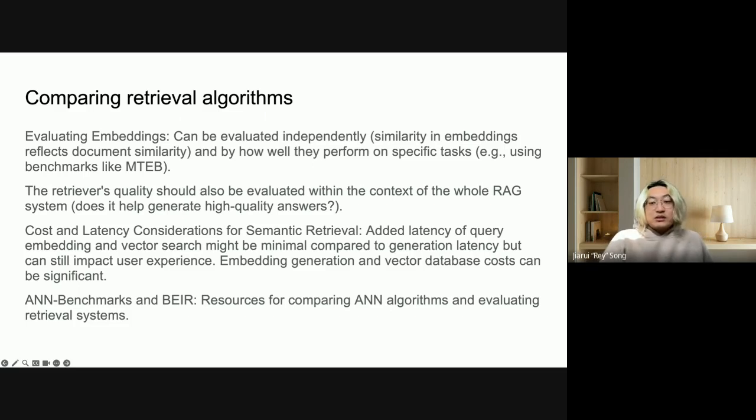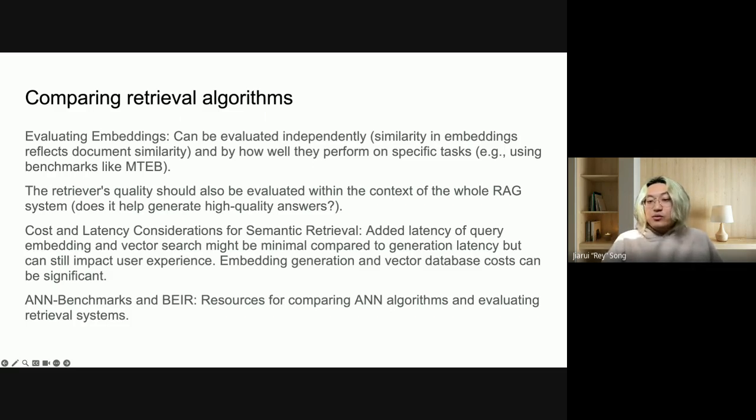Regarding the semantic retrieval, while the added latency for generating query embeddings and performing vector search might seem significant, it can sometimes be minimal compared to the latency of the generative model itself, especially for long outputs. However, it's still a factor that can impact user experience. Similarly, the costs associated with embeddings and vector databases need to be carefully considered.